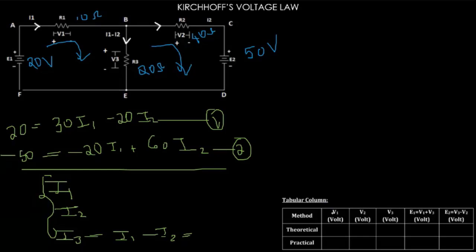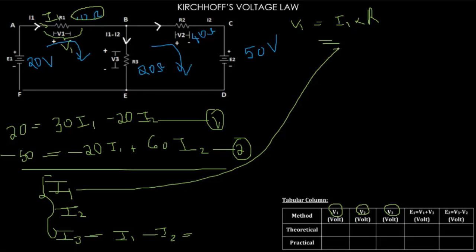But in the tabular column you need to note the voltages. What are the voltages V1, V2 and V3? To find this, see here it is a 10 ohm resistance and the current I1 is flowing over here. So to find the voltage V1 over here, we can use V1 equals I1 into R. This is nothing but Ohm's law. So substitute the I1 value which you found into I1 and use the resistance value as 10 ohm. Find V1. Then substitute the V1 over here.